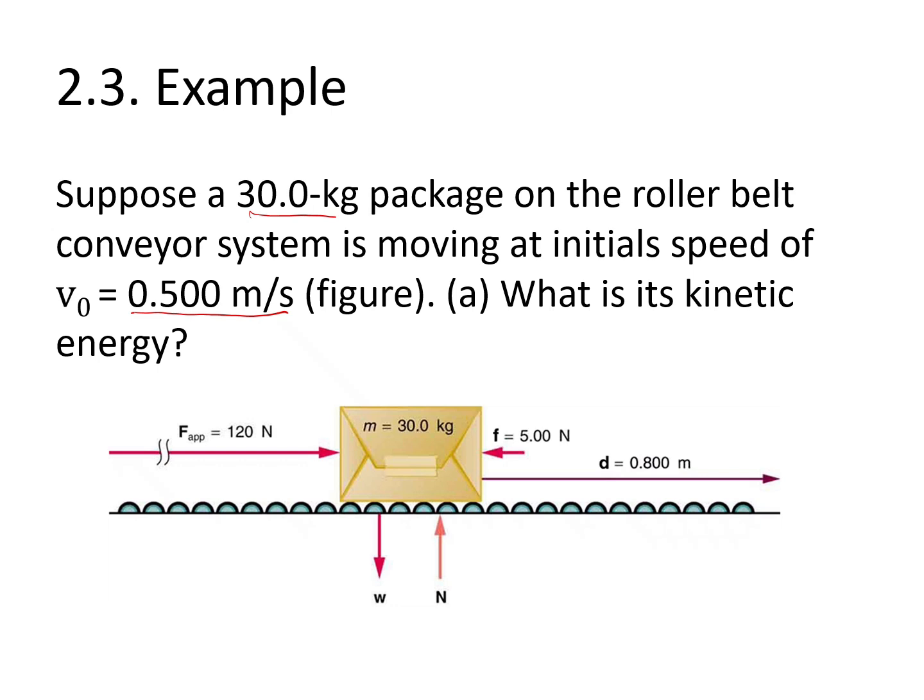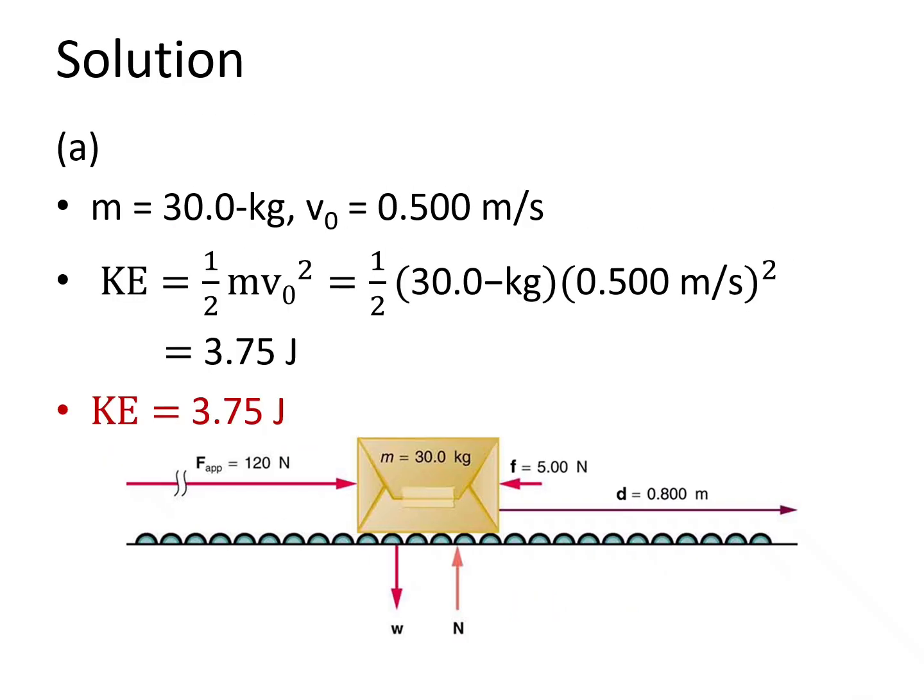The equation we need is kinetic energy equals half mv squared. For part A, we substitute the given mass and speed into the kinetic energy equation. Kinetic energy equals 1 half times 30 kilograms times 0.5 meters per second squared. The speed squared is 0.25 meters squared per second squared, multiplying by 1 half times 30 gives 3.75 joules.